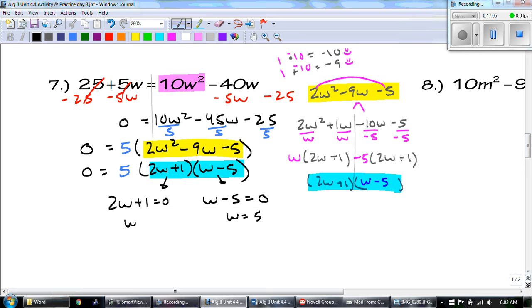Yeah, that one was easy. And here you subtract the 1 and divide by 2. Okay? So we get negative 1/2 and 5 as our answers.